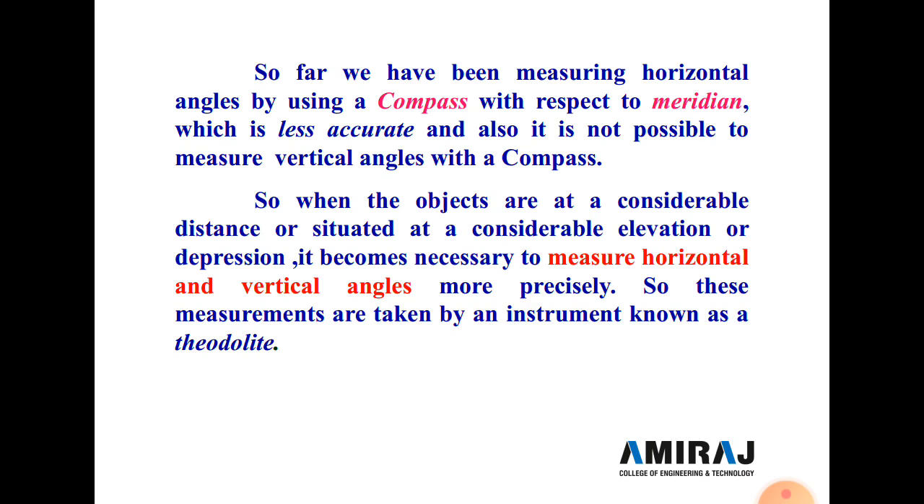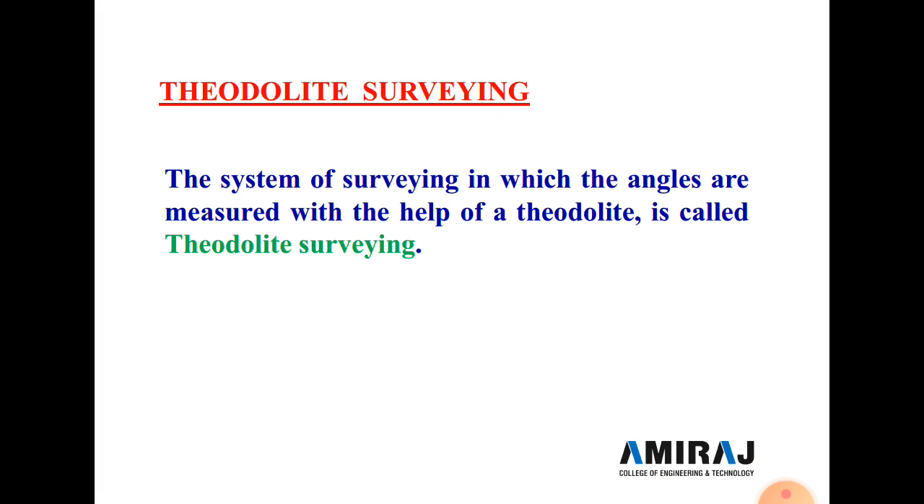When objects are at a considerable distance and at a considerable elevation or depression, it becomes necessary to measure the horizontal and vertical angle more precisely. So there is an instrument which is used to measure the horizontal as well as vertical angle in a positive and negative direction. Positive means on the upper side and negative means in the downward direction. The instrument we use to measure the vertical angle is known as a theodolite.